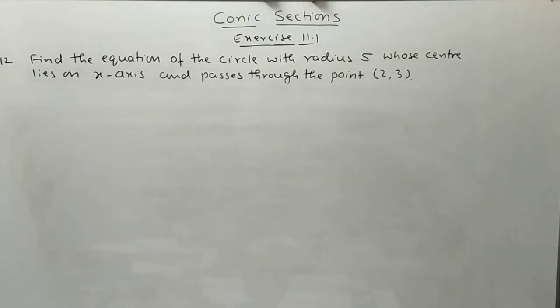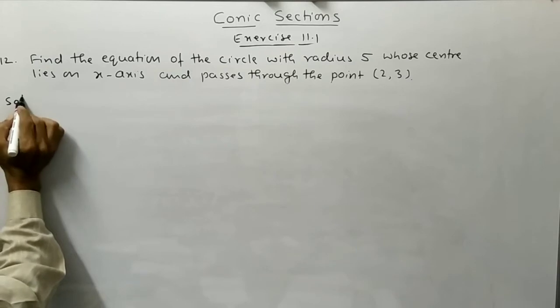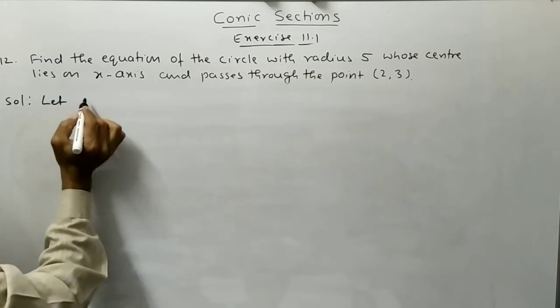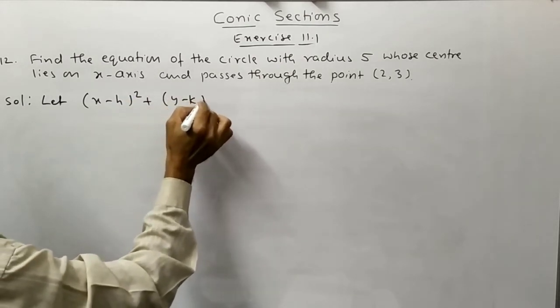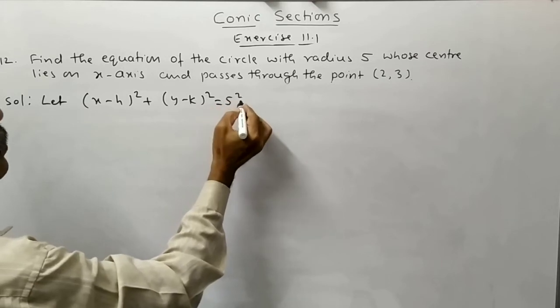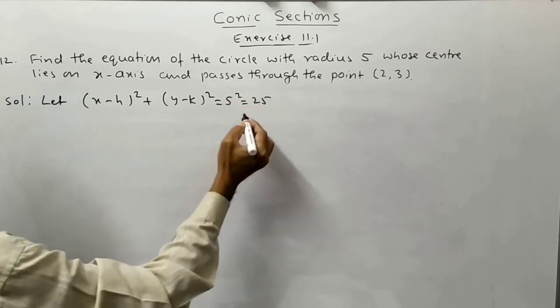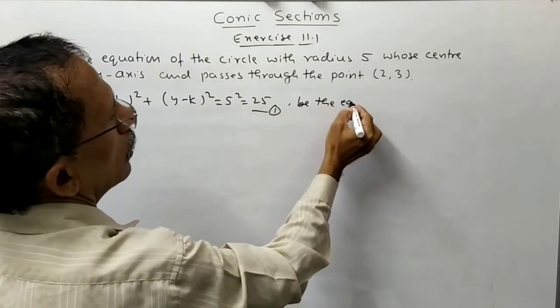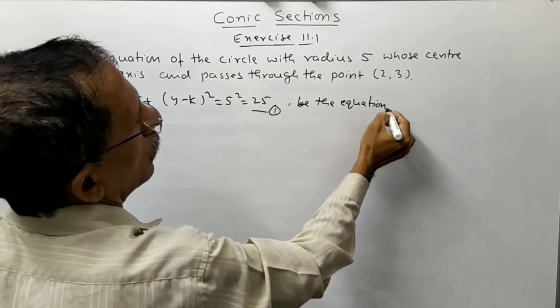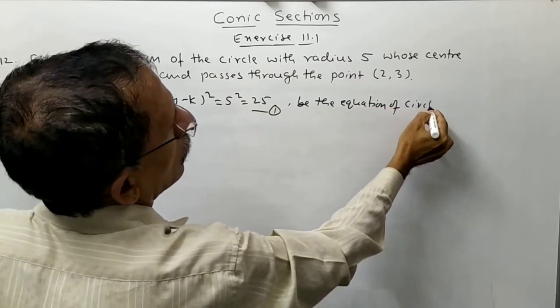Next question. Find the equation of the circle with radius 5 units whose center lies on the x-axis and passes through the point with coordinates (2, 3). Solution. Let (x - h)² + (y - k)² = 5² = 25, say number 1, be the equation of the circle.